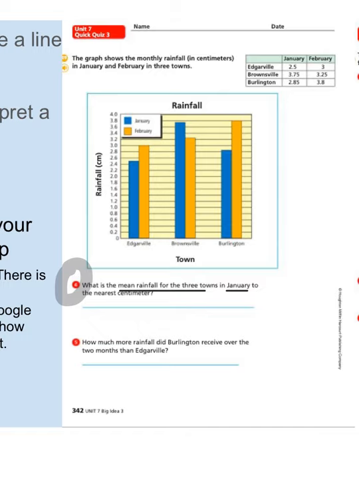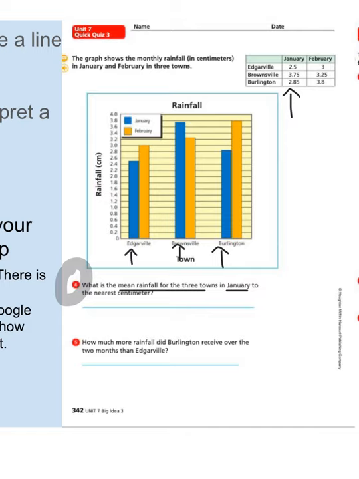So then you would look at, where is January? January is the blue one. You would see where they are at on the graph. You could also use the chart up above to help you do that one also. I'd probably use the numbers in the chart. They'll be easier to see there. Add them all up, divide by 3, since there are 3 towns.